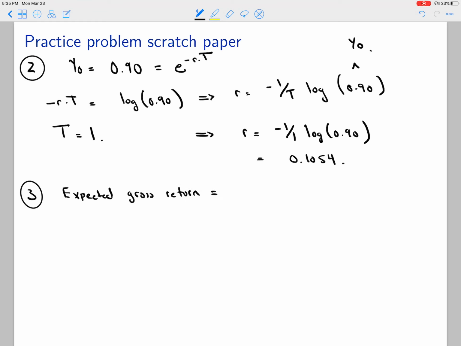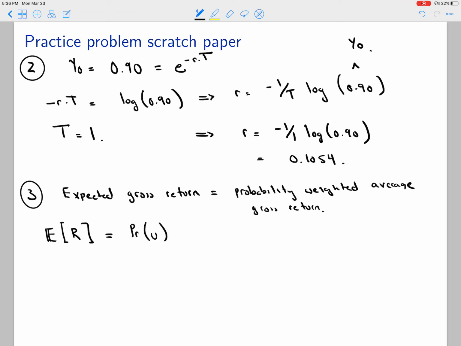Remember that the expected return on anything is just the probability weighted average gross return. So if we denote the expected gross return under this physical measure as E of R, just like in CAPM, then it's going to be the probability of the upstate times the gross return in the upstate, which is U, plus the probability of the downstate times the gross return in the downstate, D.